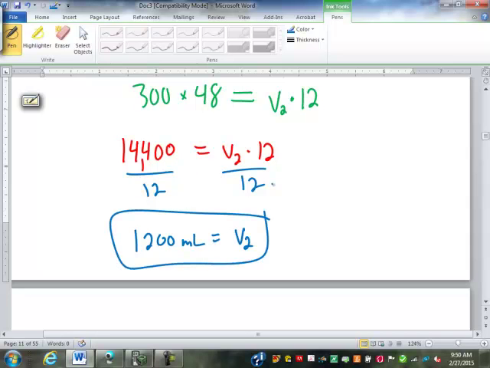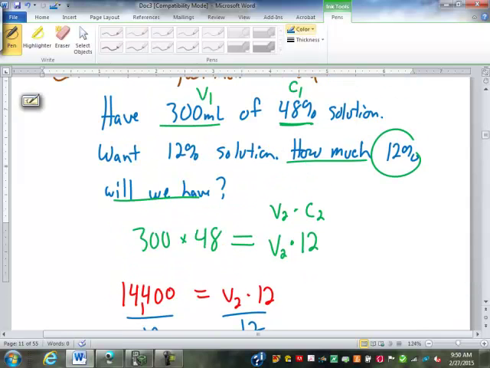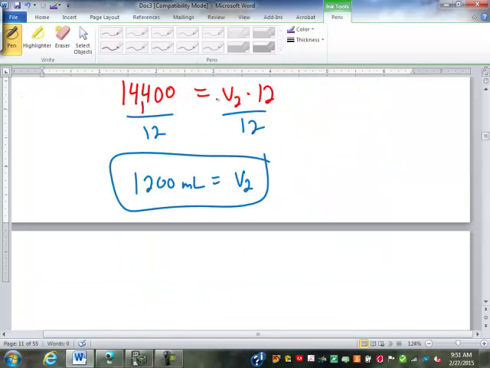How do I know that's milliliters? The other volume was given in milliliters, so the new volume has to also be in milliliters. So 1,200 milliliters of that 12% solution will be created from that.